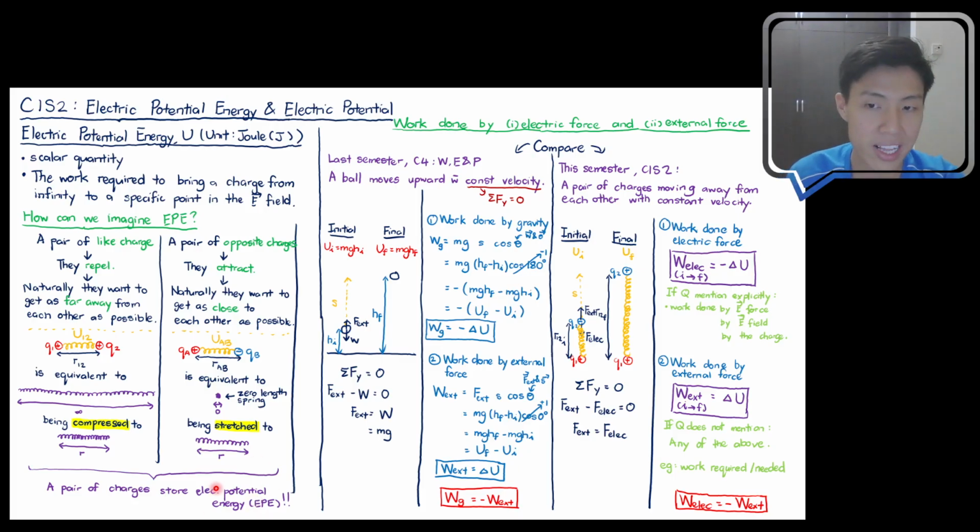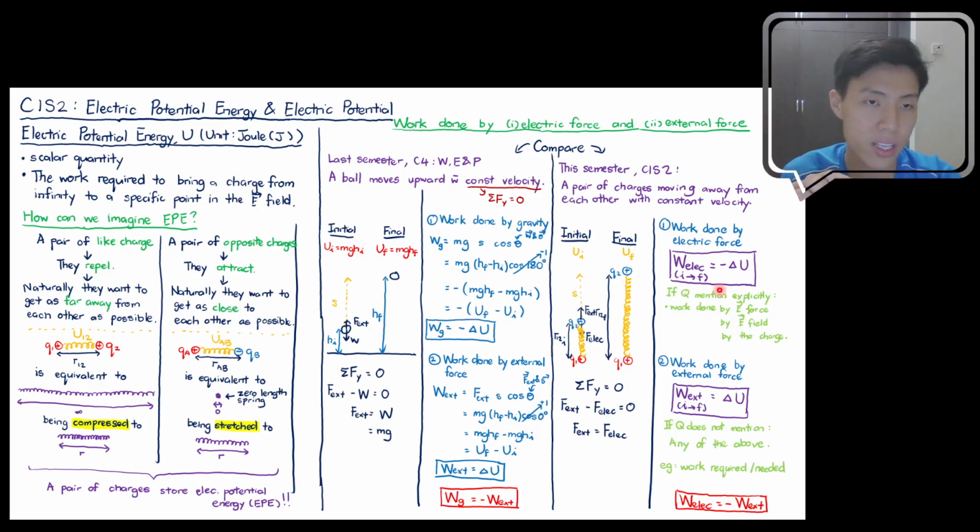Then we moved on to relate this concept of electric potential energy to work done. We saw that work done can be related to the change of potential energy, using what we learned last semester about work, energy, and power. We relate that to what we are going to learn this semester and say that the work done by the electric force is equal to negative delta U, and the work done by an external force is equal to delta U. So this is what we have learned until this point.